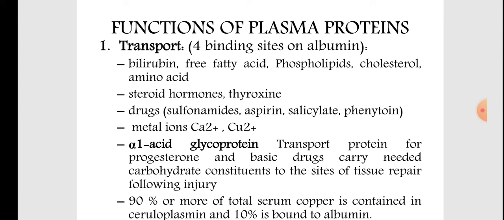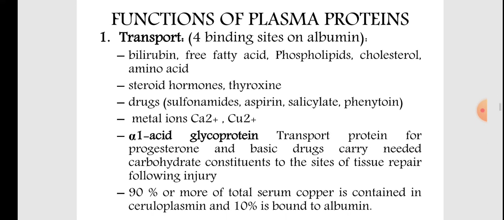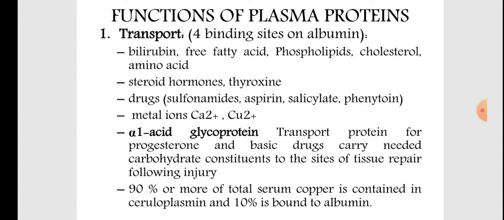Now we are going to talk about the function of plasma protein. First function of the plasma protein is transport. The albumin is the main plasma protein transporter. It can transport bilirubin, free fatty acid, phospholipid, cholesterol, amino acid, steroid hormone, thyroxine, drug, sulfonamide, aspirin, salicylate, and phenytoin, metal ion like calcium and copper.